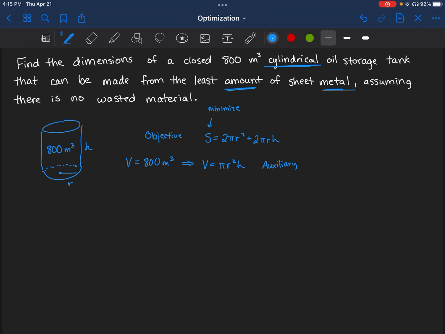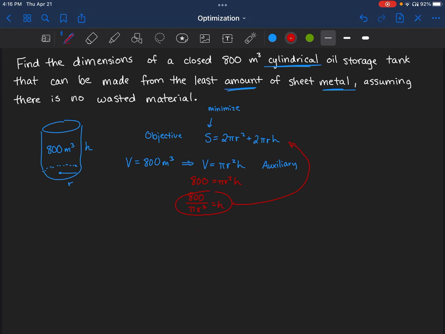So the first thing I want to do is to try to use, again, our auxiliary function to figure out how I can rewrite this objective function as one variable. So what I'm going to do is plug in the 800 equals pi r squared h. And in this situation, the h is probably the easiest thing to solve for, so I'll just divide everything by that pi r squared. 800 over pi r squared equals h. And I've got this, which we can plug in up here.